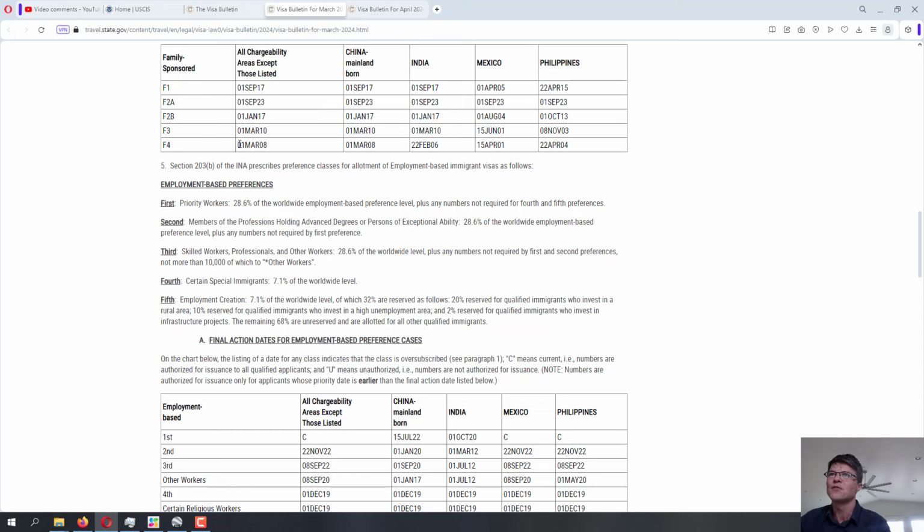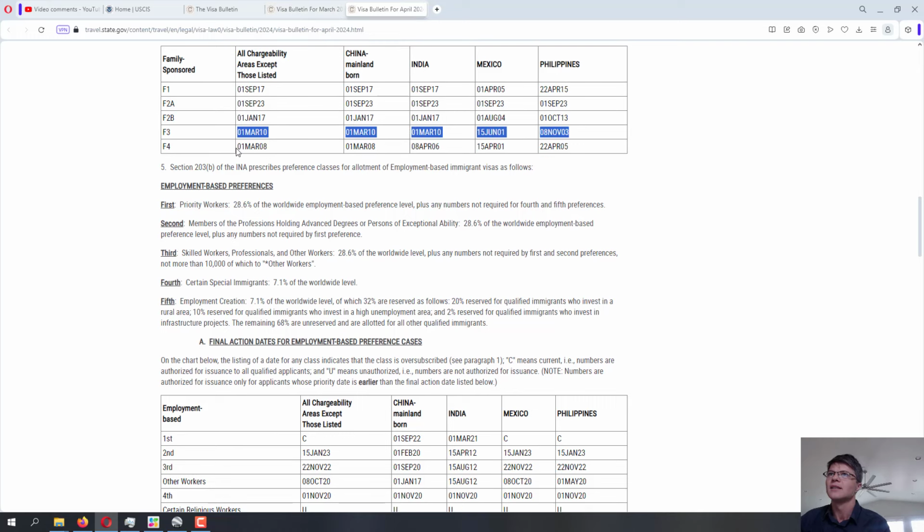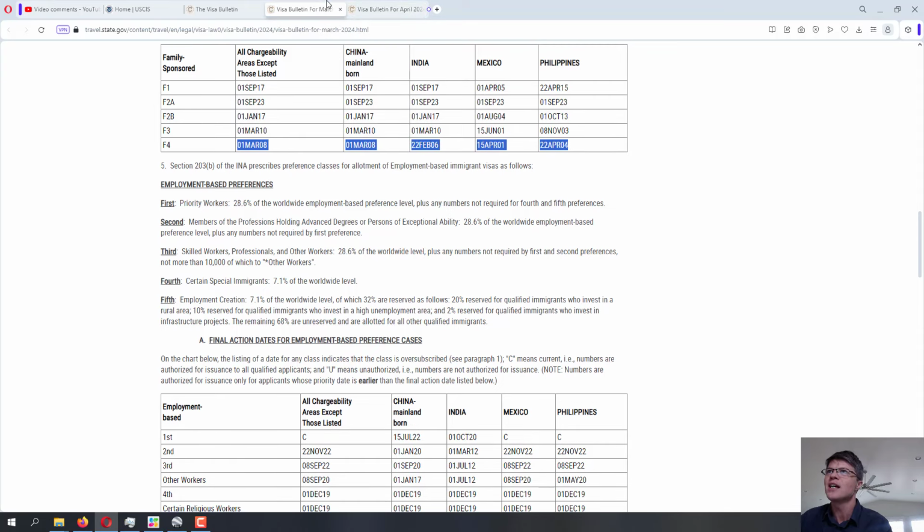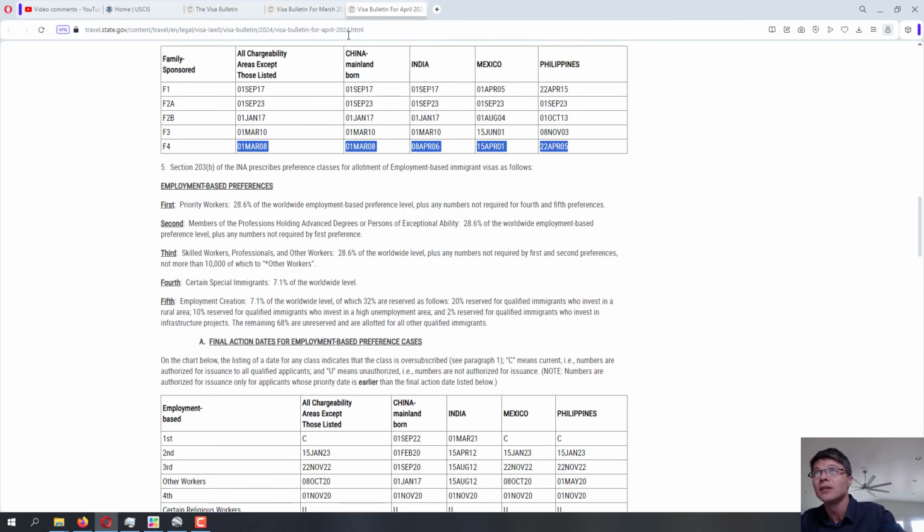But there is something for the F4. So let's highlight F4, and let's highlight F4 in April 2024. So in March, no movement for all chargeability, no movement for China. India, looks like there is movement for India. So in the March 2024 visa bulletin, India for graph B, dates for filing, was on 22nd February 2006. For April 2024, it moved to April 2006.